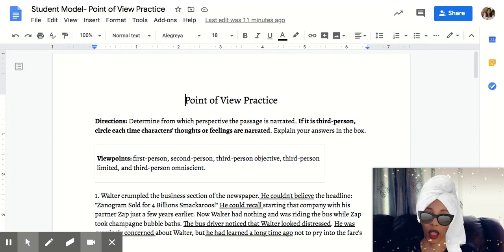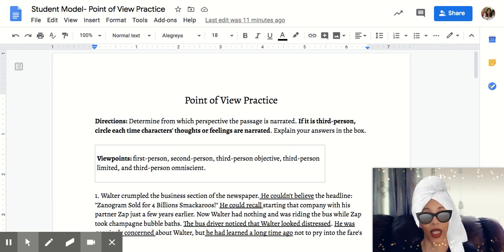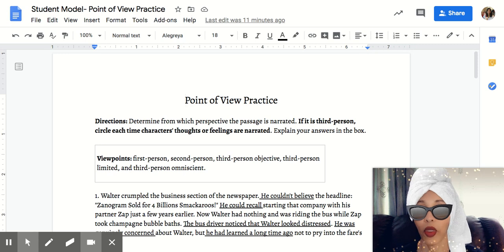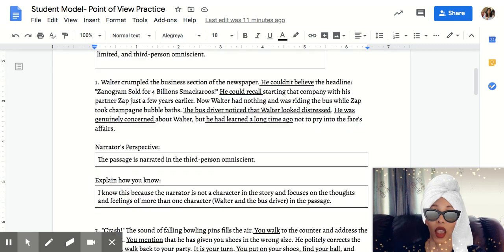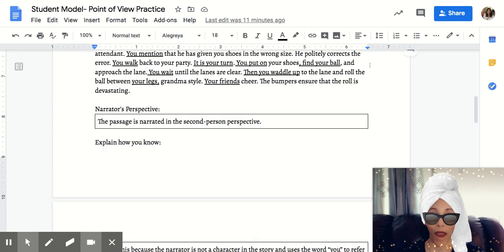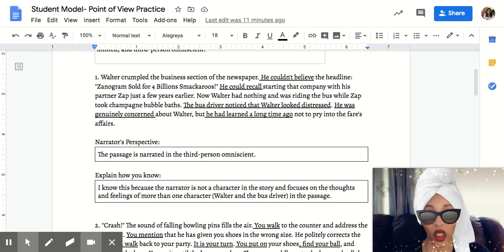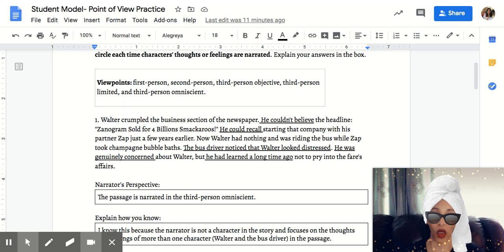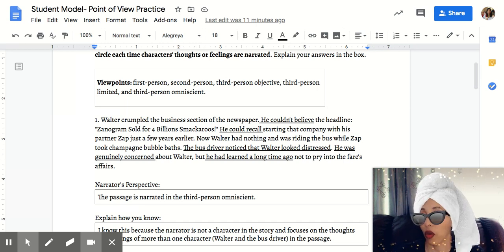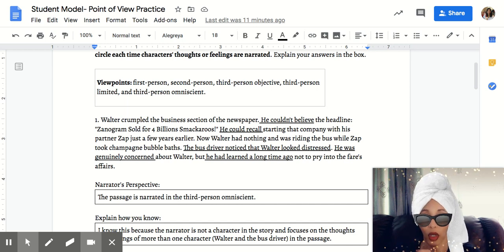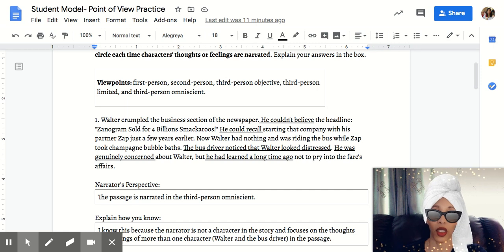Then you have a box below the directions with the different viewpoints. There are five: first person, second person, third person objective, third person limited, and third person omniscient. Now, if you noticed, I only gave you five passages, which means there is one passage per viewpoint. Mr. Rodriguez and I did that on purpose so that you wouldn't have questions like, is this the second third person limited? So we just made it a little easier on you.